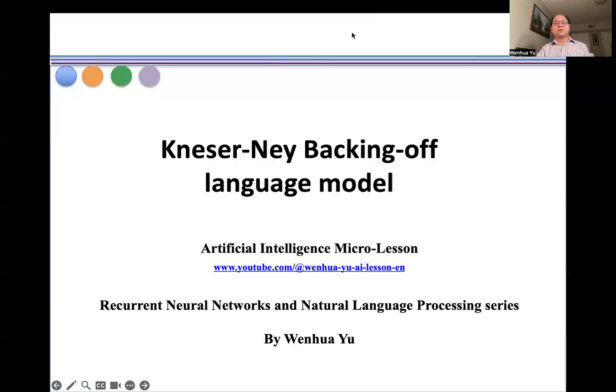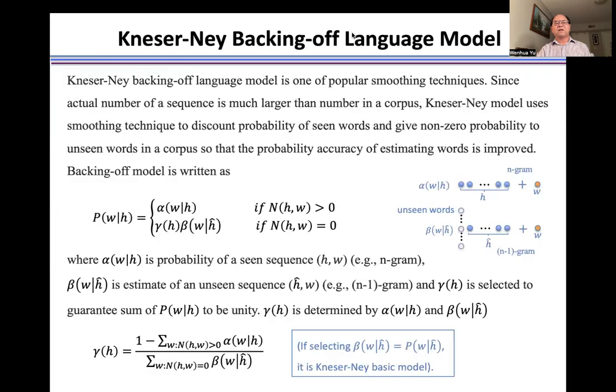In this video, I introduce a Kneser-Ney background language model. Kneser-Ney background language model is one of the popular smoothing techniques, since the actual number of sequences is much larger than the number in the corpus. Kneser-Ney model uses a smoothing technique to discount the probability of seen words and give a non-zero probability to unseen words in the corpus, so that the probability accuracy of estimating words is improved.